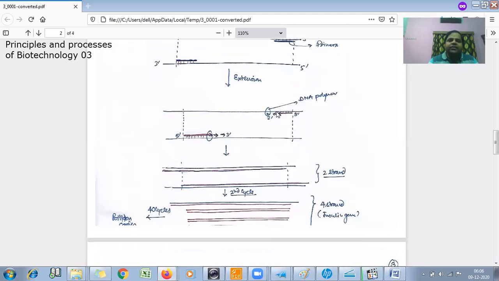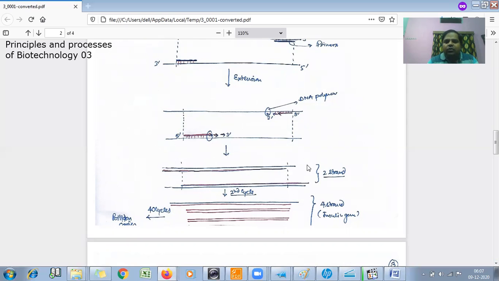This condition is called extension because we can see here the primer is now extending itself on this genomic DNA strand. So it will start adding new nucleotides as per the complementary region. So it will add different nucleotides here, and it will form. We can see here at the end of this 72 degrees centigrade.